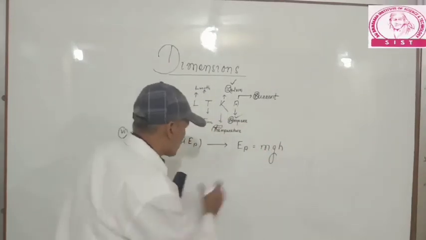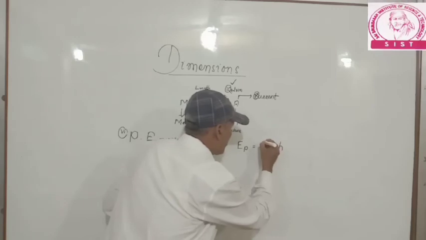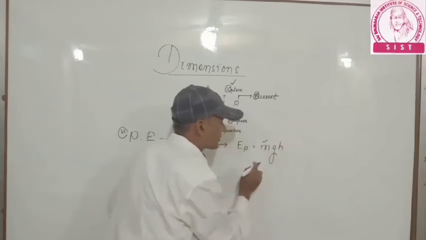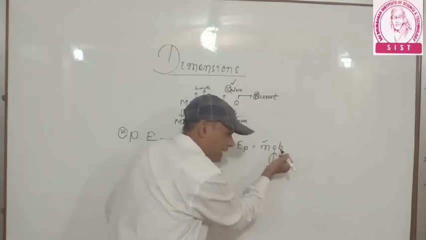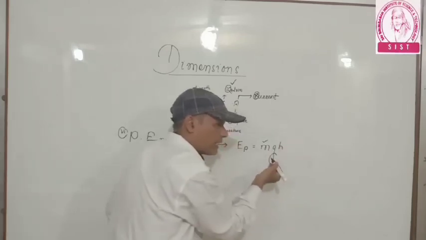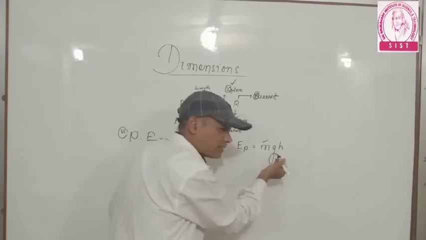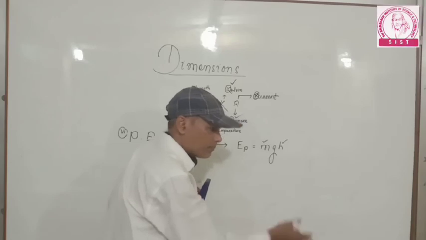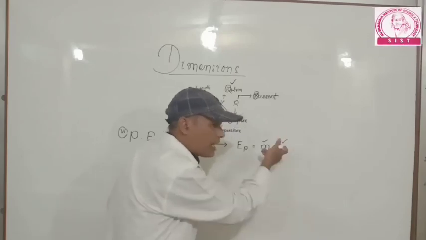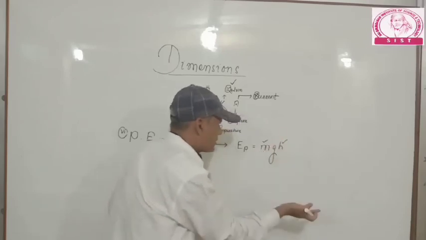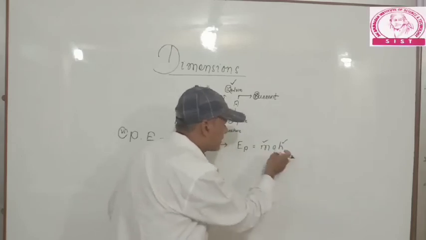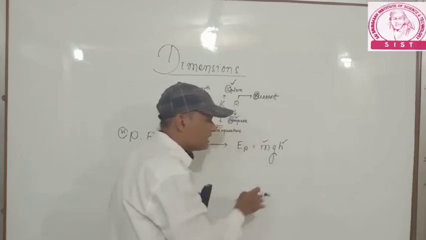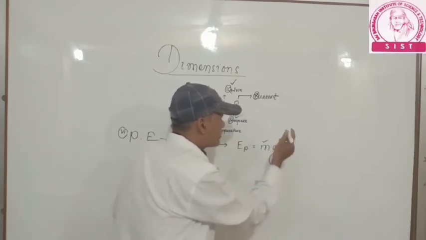So now here you see it is mass, it is a fundamental quantity, it is h, you know, height, it is a fundamental quantity because it is length measured in vertical direction, perpendicular to the ground, it is also length. So mass is a fundamental quantity, height itself a length. Then the question arises for g. What is g? g is an acceleration.